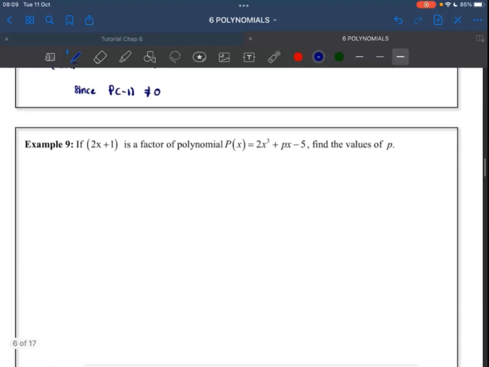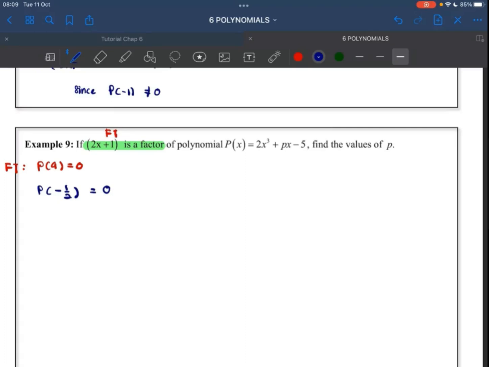If 2x plus 1 is a factor of polynomial P(x), find the value of p. So kita tahu yang 2x plus 1 is a factor of P(x). So bila dia factor, automatically kita boleh apply factor theorem kita. So apa factor theorem kita? P(a) equals to 0. Okay, factor theorem, FT, P(a) equals to 0. So a kita kat sini ialah negative 1 over 2.